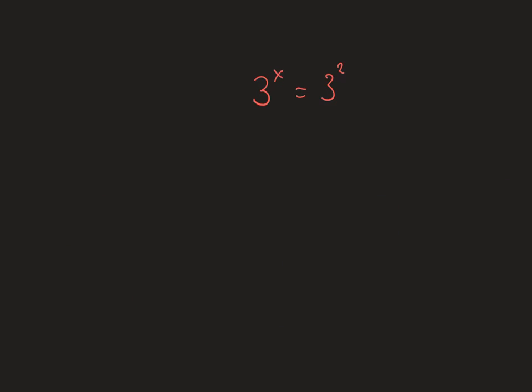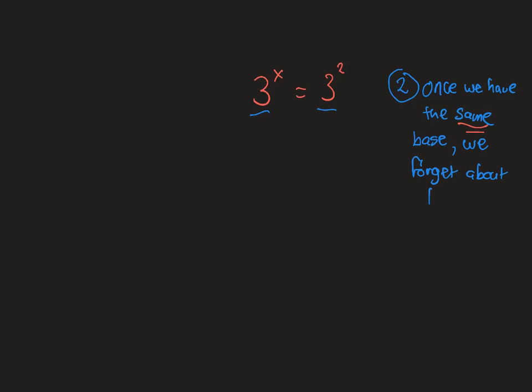This brings us to our second step. The second we have the same base. Do we have the same base right now? Absolutely. We have a 3 here, we have a 3 here. So the second step would be, once we have the same, I'm going to underline same because same is a very important word, the same base, we forget about it. Okay, so we forget about the base. In which case, so they are both now the same, so we forget the bases are here.